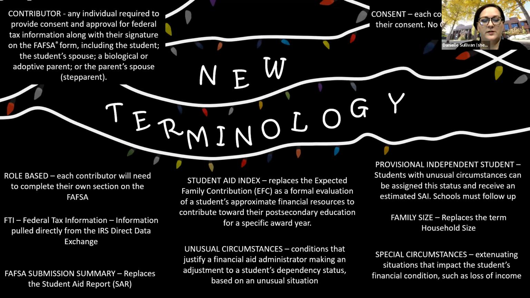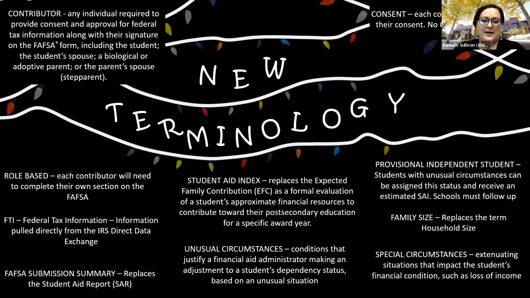And then a contributor is going to be any individual that's required to provide their consent and their tax information along with their signature. So a contributor could be the following. It's definitely going to be the student, but it could also be the student's spouse if they're married. It's going to be a biological or adoptive parent, or the parent's spouse, such as a step parent. And Darcy's going to go into who is my parent and who do I put on the FAFSA as my parent a little bit later.